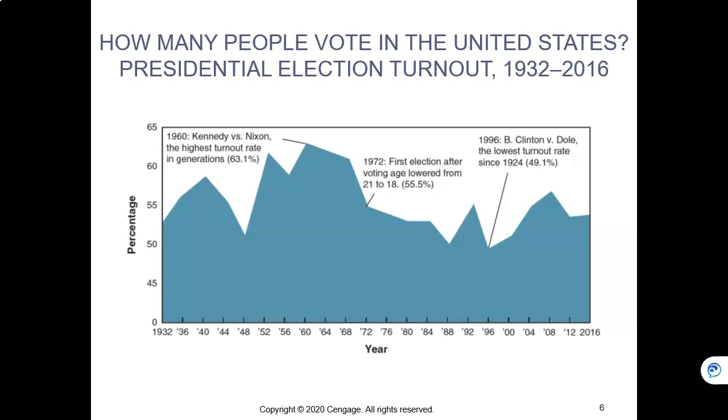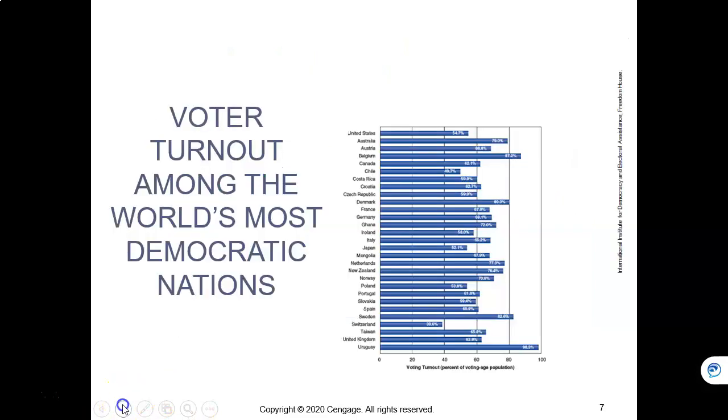Notice that there was a high, not nearly 1964 level, but there was a big rise in 2008. There was a dip in 2012, a slight rise in 2016, and 2018. Well, we'll just keep going. If we compare the United States to other countries, there are some countries that have really high voting rates.